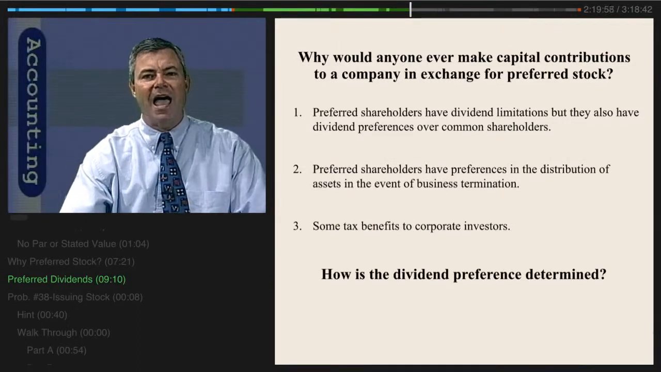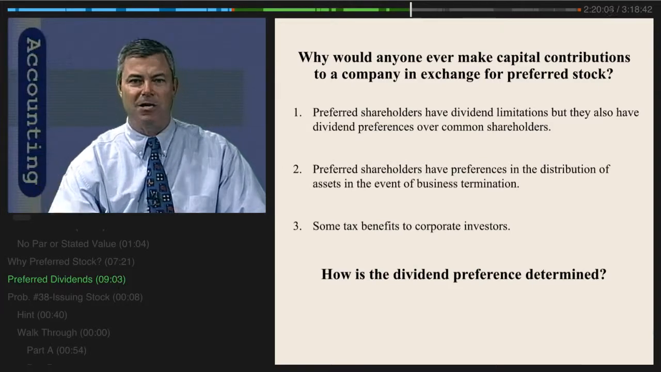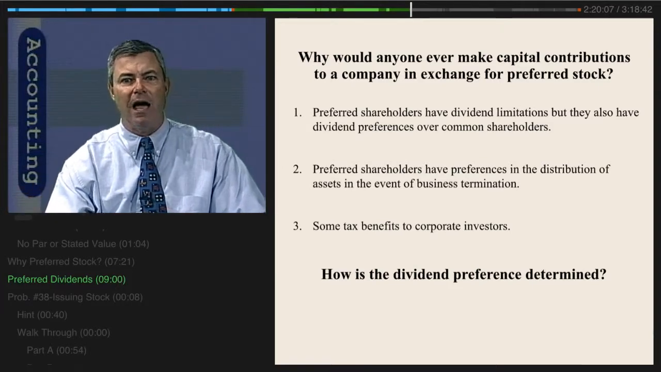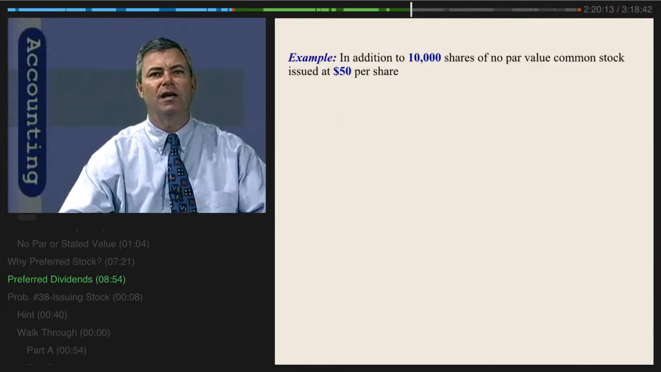Now, how is the actual dividend preference that I'm talking about here, that limited amount but with a priority position in terms of the timing of payout, actually determined? How is this preferential right of preferred stockholders determined? Let's look at an example.